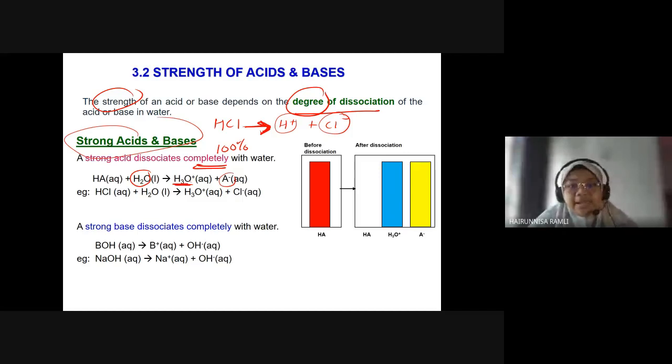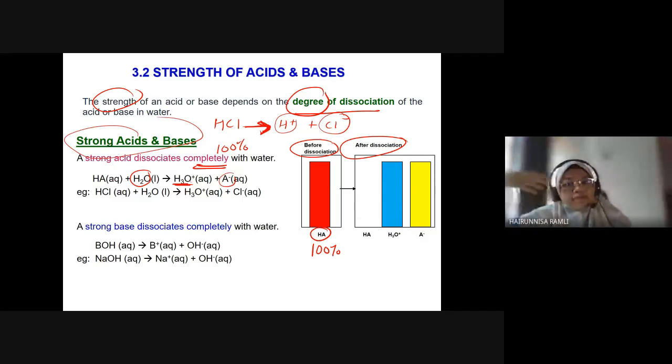Okay, 100%, kalau you tengok kat sini, this is the acid, right? Before dissociation, for example, this is 100%. Bila you after dissociation, okay, after you dah pecahkan dia, HA akan jadi 0. Okay, and 100% akan dissociate menjadi H3O plus and also A minus. So means that dia tak akan patah balik menjadi HA. 100% eh. This is for strong acids.